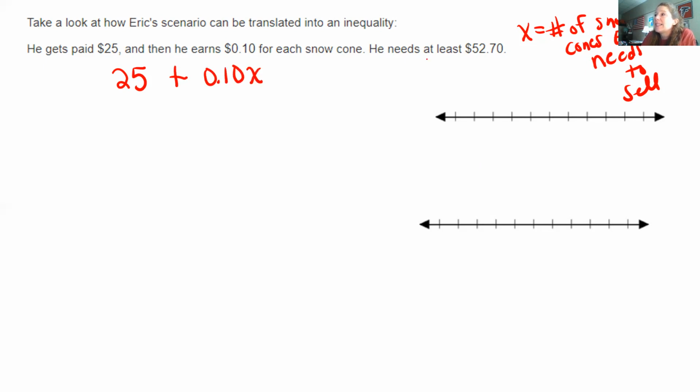Well, if he needs at least $52.70, what does that mean? He needs greater than or equal to $52.70. So how many snow cones does he need to sell? Well, let's find out. The first thing we're going to do is get rid of positive 25 by subtracting 25 from both sides.